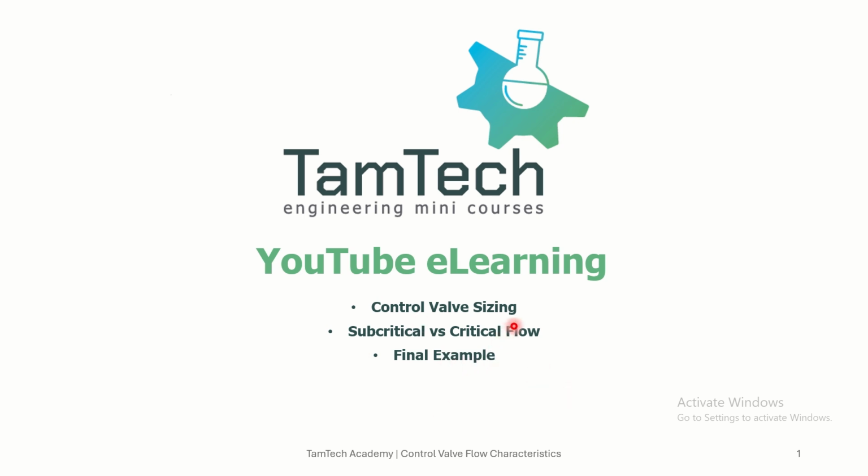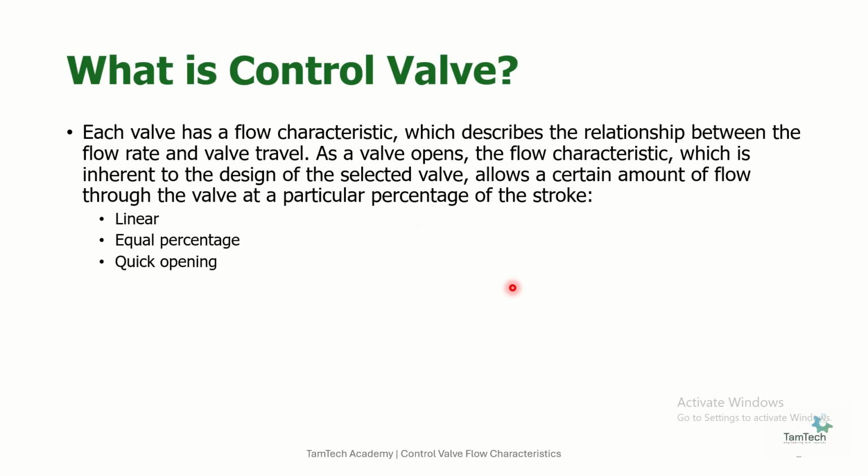Let's start with the basics and remember what we learned in the previous class. In the previous class, we learned what a control valve is. We said that a control valve has a flow characteristic, which describes the relationship between the flow rate and the valve travel. It had three different flow characteristic curves: linear, equal percentage, and quick opening. Very shortly, for the linear, flow increases proportionally with valve opening. For the equal percentage, each equal increment of valve travel produces the same percentage change in flow.